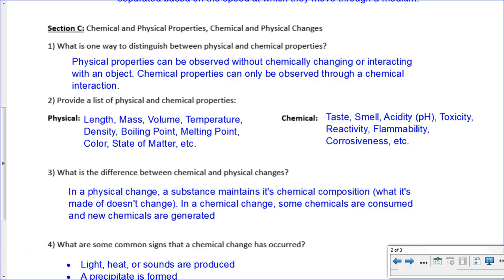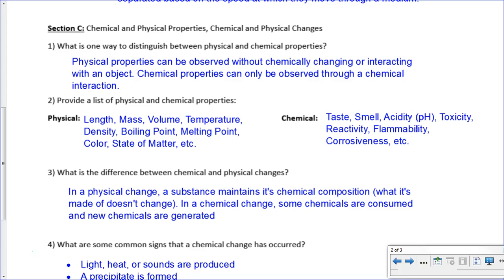For a chemical property, you have to have a little chemical reaction to test the property. So taste and smell, acidity or pH, toxicity, reactivity, flammability, corrosiveness. These are all things where you'd have to do a little chemical test to see what they were, and so those are what we call chemical properties. The main difference is, does a chemical reaction have to happen to test the property, or is the material modified through the course of a test for a property, in which case it's chemical. Otherwise, if you can just measure it without altering the substance or interacting with the substance at all, it's a physical property.